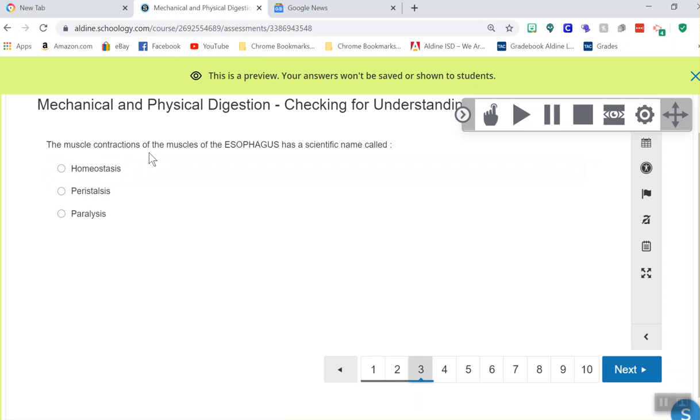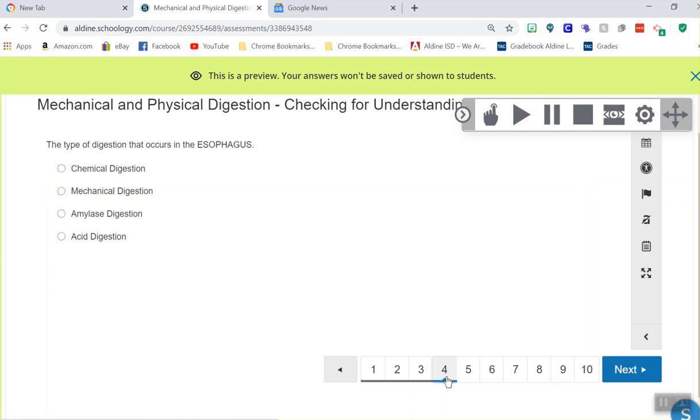The muscle contractions of the muscles of the esophagus have a scientific name. Okay, and you just have to know this. It's not homeostasis. We know that's the well-being of your body. It's not paralysis. Paralysis is when you can't move when you're sleeping. You wake up out of a bad dream and you can't move. The correct answer is peristalsis. Peristalsis is the muscles contracting automatically, moving the ball of food down your esophagus.